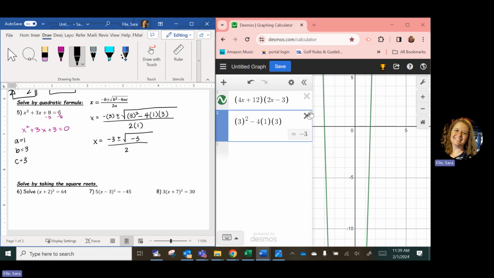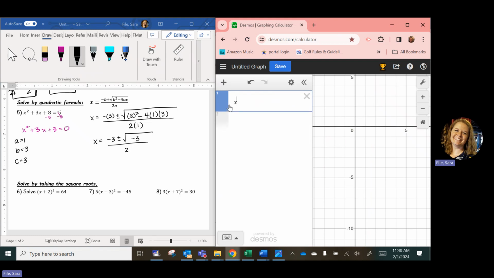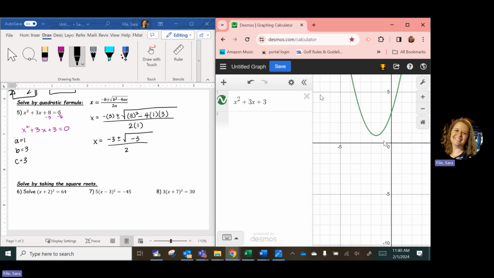And if I wanted to check that, if I had decided to try this by graphing first, x squared plus 3x plus 3, I can see this never crosses the x-axis. So I know based on the graph that it should be imaginary. And that's just been confirmed because my discriminant is negative.